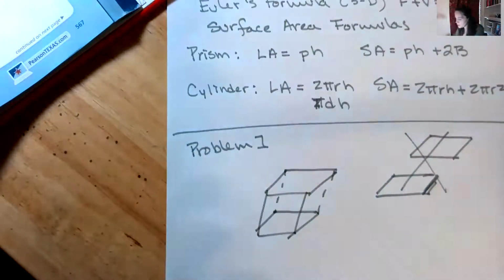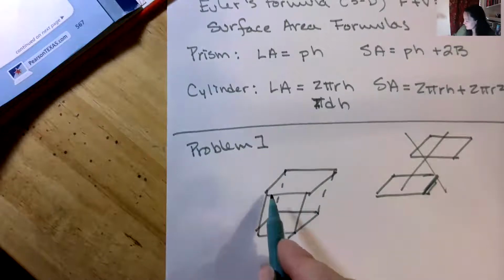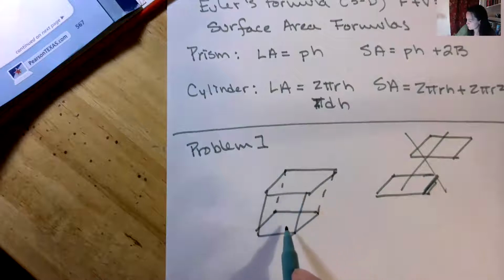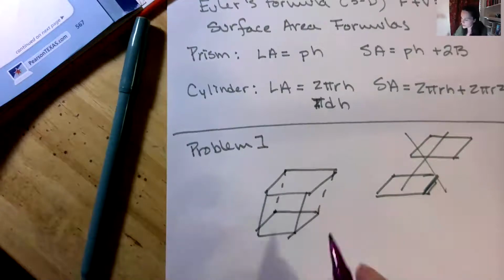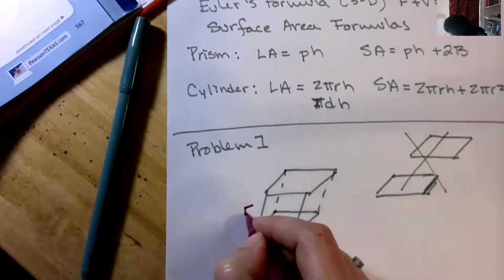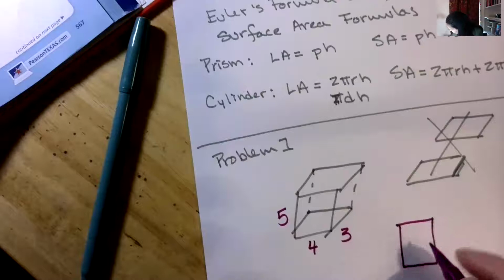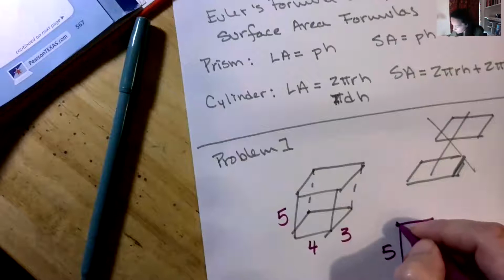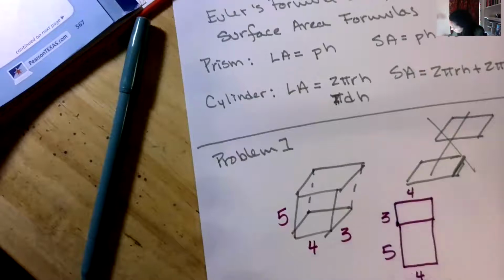Problem 1. So if we wanted to do the net for this, there are a couple different ways to do this. What I like to do is to take one lateral edge and then put two bases on either side of it and then lay out the rest of them. So if we have our dimensions, which are 4 by 3 by 5, we take our 4 by 5, and then we have on our base on the top is 3 by 4, and then our base on the bottom is also 3 by 4. And then we have each of our lateral faces.